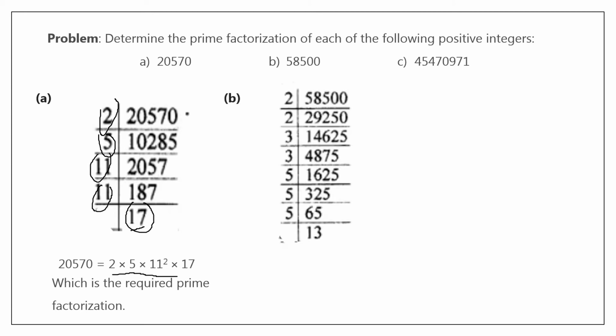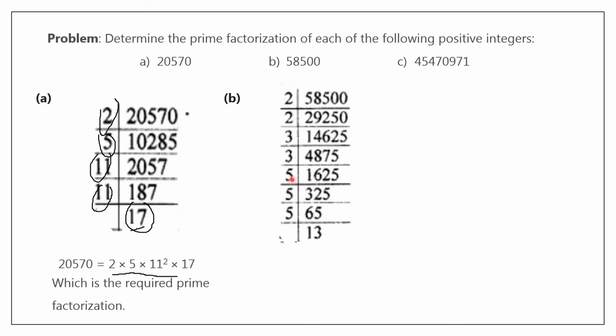Similarly, 58,500, 2 times 29,250 is this one. The same way, 2 times 14,625 is 29,250. As 14,625 is not divisible by 2, let's go with 3. 3 times 4,875 is 14,625. Again, 3 times 1625 is 4,875. Now this one, 1625, is not divisible by both 2 and 3.